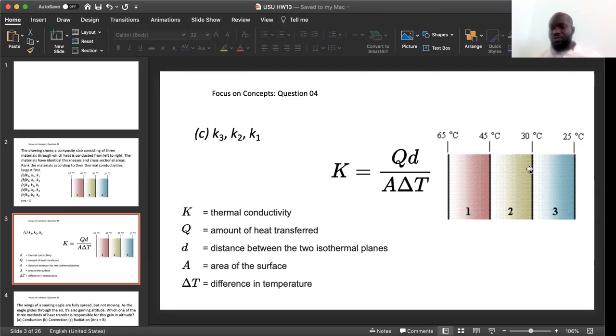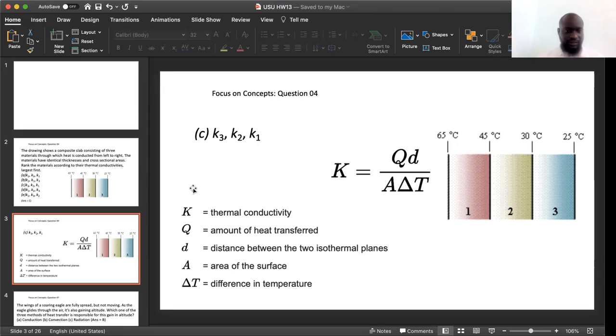So the one with the smallest delta T is slab 3, so that's going to have the highest K, followed by 2, followed by 1. Delta T for slab 3 is 5 degrees Celsius, 30 minus 25. Delta T for slab 2 is 45 minus 30, 15 degrees Celsius. That's the next highest one. And then the largest delta T is 65 minus 45, which is 20 degrees Celsius. That'll give us the smallest K. That's why the answer is C: K3 is larger than K2, followed by K1.